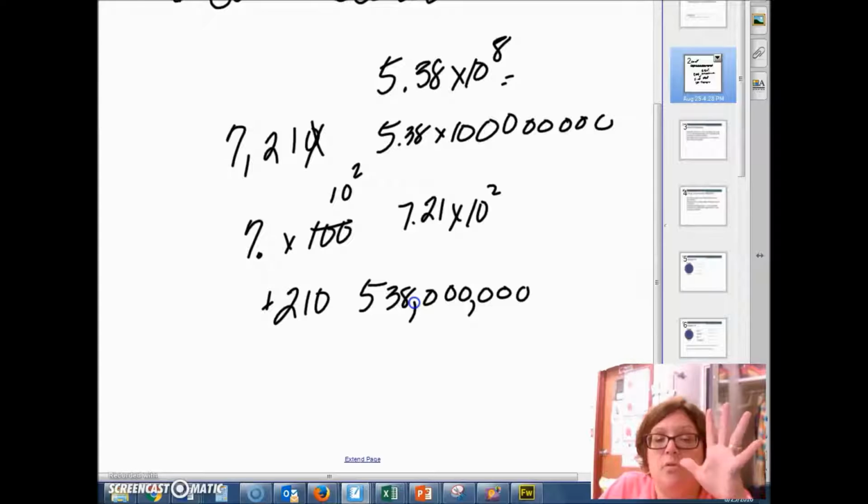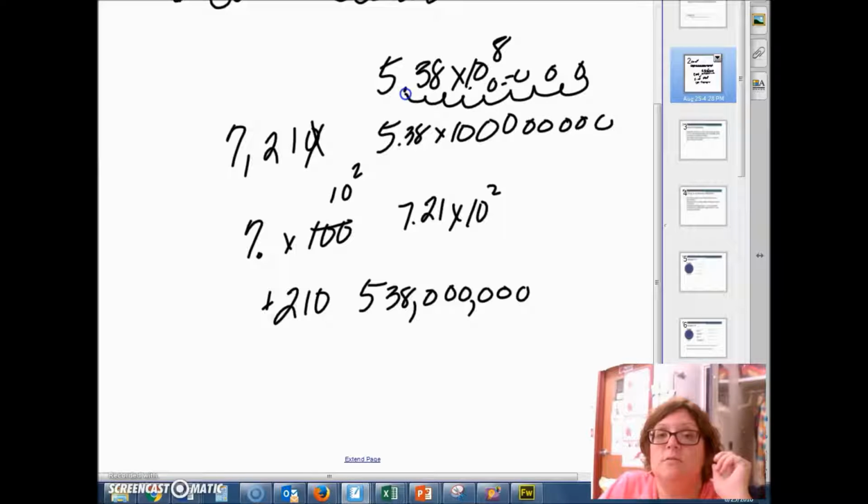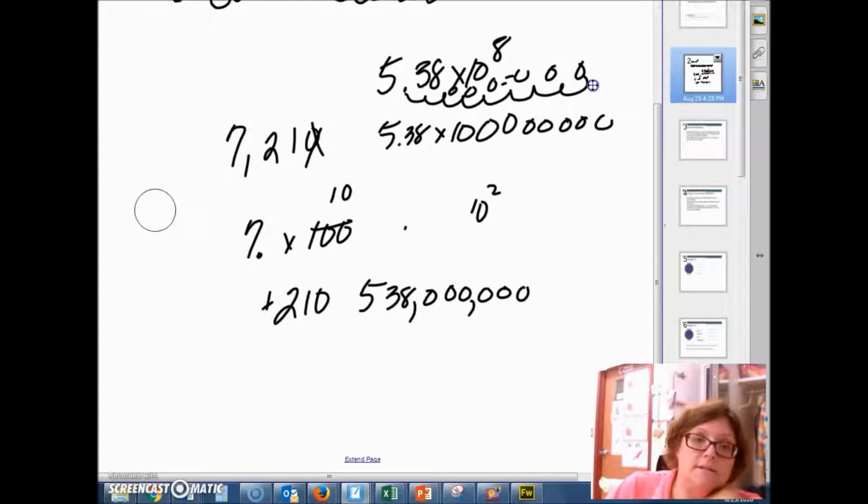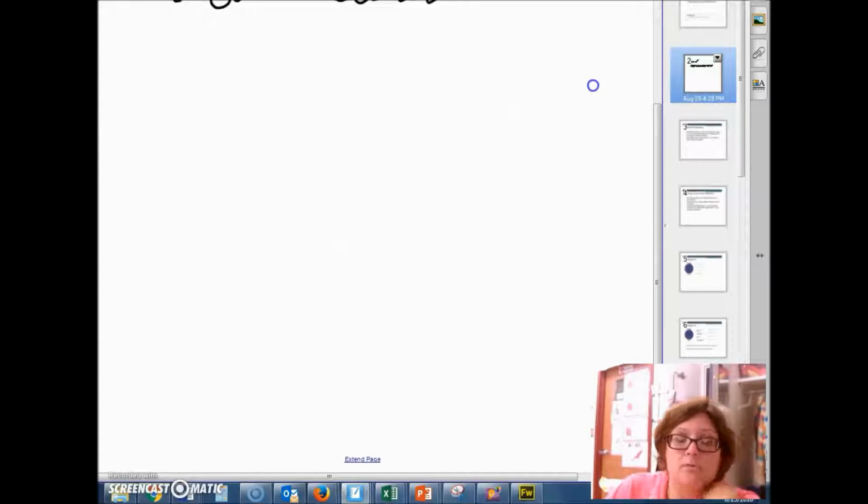Honest to God, you just saw me do all those swoopies up there. This is still how I do it. If I see 5.38 times 10 to the 8th, I'm going to draw in 8 placeholders. 1, 2, 3, 4, 5, 6, 7, 8. And I'm going to fill these with the zeros. Now remember we talked about whether they're significant or not. These are just holding a place. They're not significant. Okay?